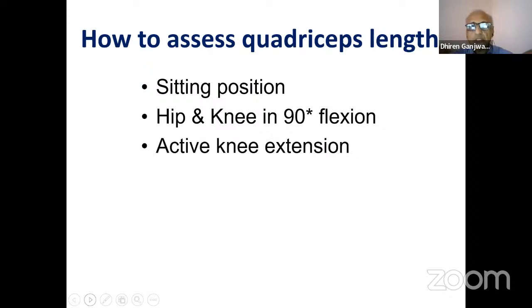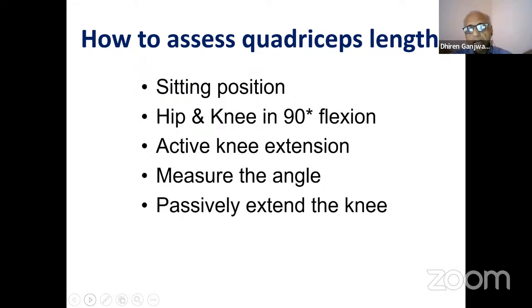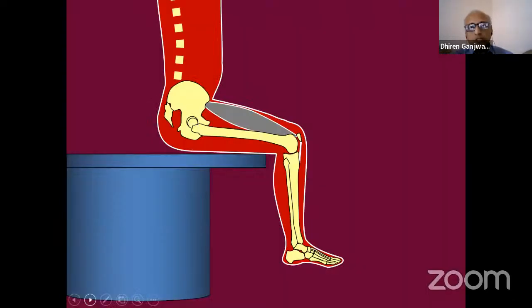Active knee extension is carried out, which means we ask the patient to carry out active knee extension. Once the person is able to carry out extension, we measure the angle it makes with the horizontal line. Then we ask the patient to passively extend the knee further. So this is the picture. I want you to think and tell me what is wrong with this description.